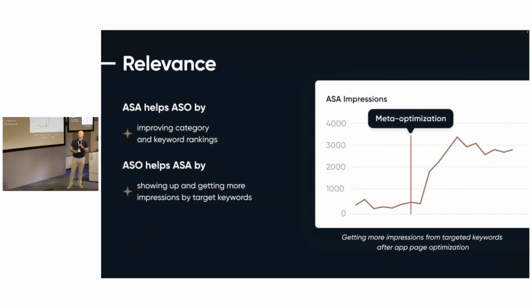Also, Apple Search Ads helps App Store optimization by improving category and keyword rankings. That is by generating installs in total and also by generating installs by specific keywords. You also can have the benefit of increasing your ranking downloads by specific keywords.